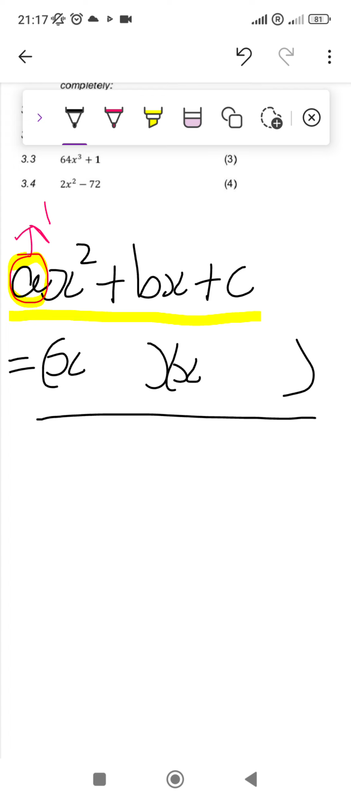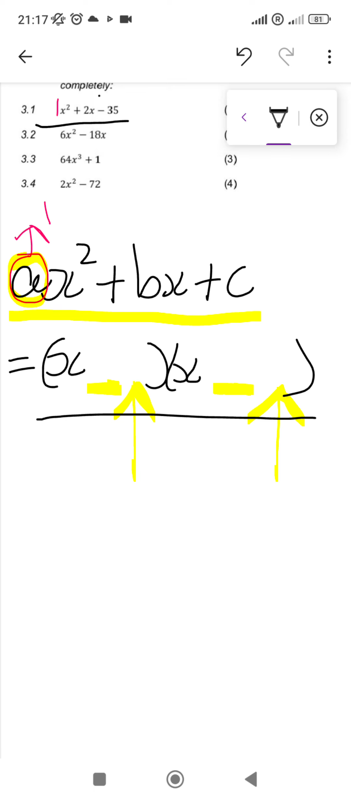Now we need to decide two other things. One, we need to decide what values, what numbers will go here. And then lastly, we need to decide what signs will go in the middle. So how do we decide on the numbers? We're going to look at the constant, which is a minus 35 for us. And we're going to write down the factors of 35. So let's go with that, factors of 35.